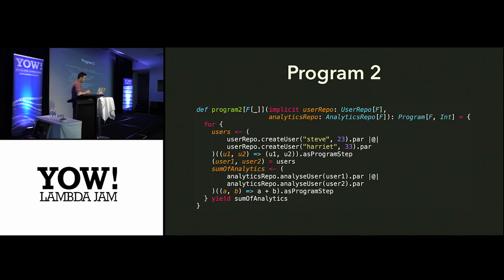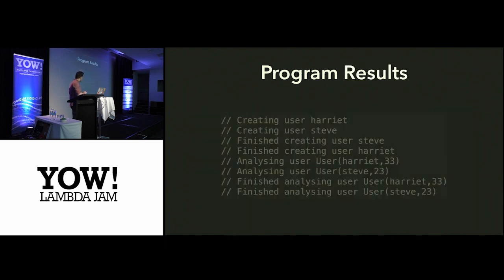And with program 2, we have the same sort of thing that we'd expect. So we said we want to create the users in parallel, and then we want to run the analytics in parallel as two dependent stages. And you can see here we create the user Harriet and Steve, and then they both finish. Then we analyze the user Harriet and Steve, and then they both finish.